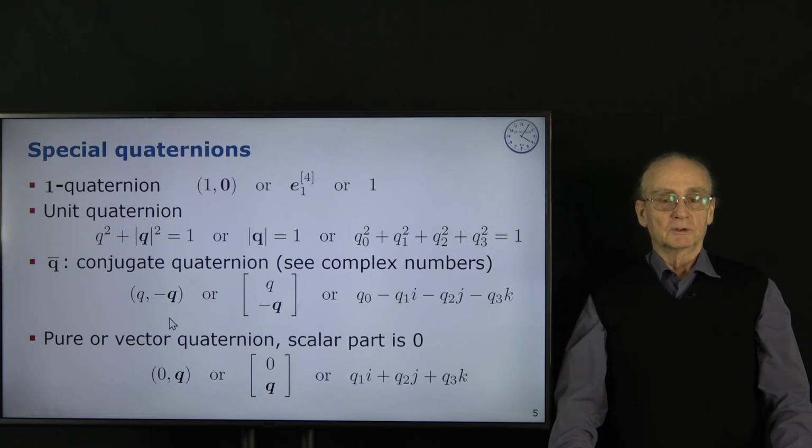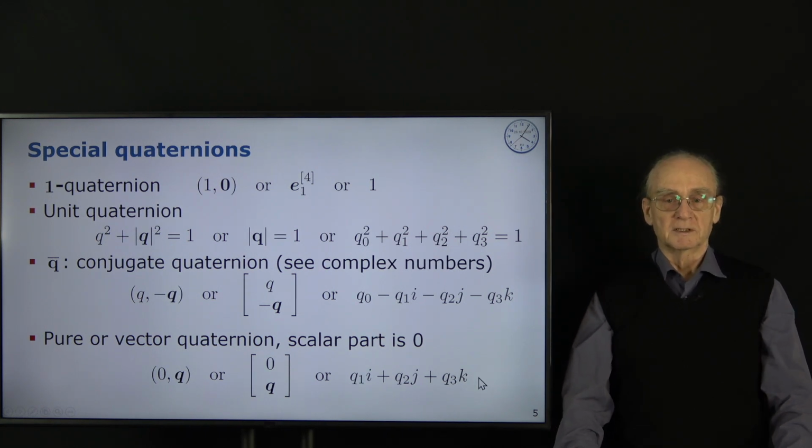And then there is a pure or vector quaternion where the scalar part is 0. So if we have a vector q, we can extend it to a quaternion by just adding a 0 as the first part, or we just have this hypercomplex number with just i, j, and k as basis vectors.